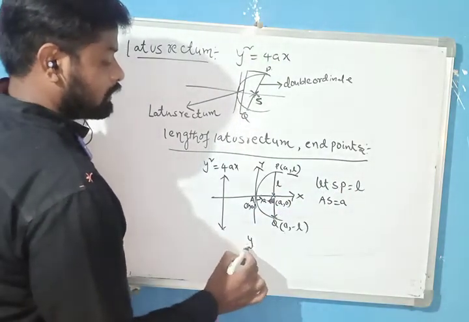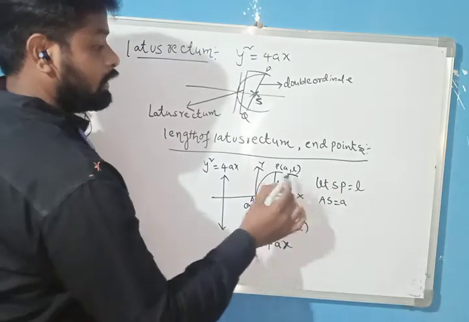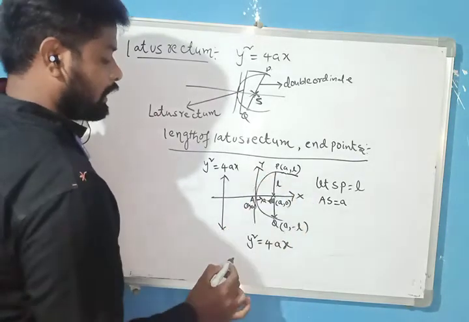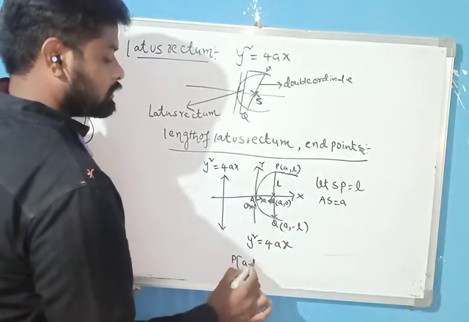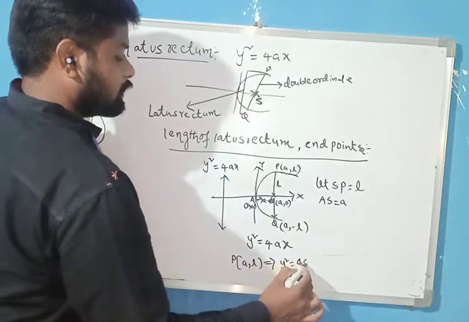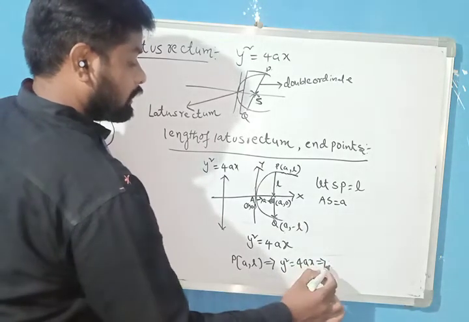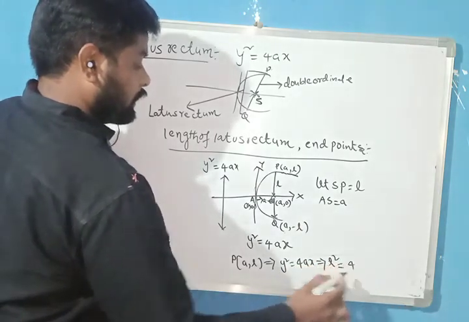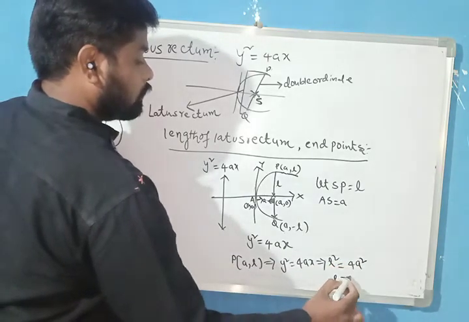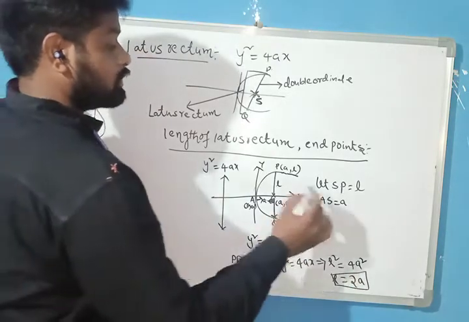After that, what is the curve I have taken? Y square equal to 4ax. P A comma L is passing through this curve only. Substitute this P A comma L in the given curve y square equal to 4ax. After substitution, L square equal to 4a into x, replace with a, so 4a square. Then L square equal to 4a square, means L equal to how much? 2a.